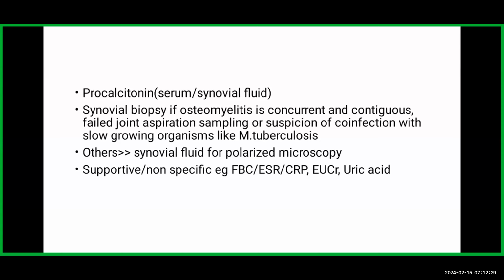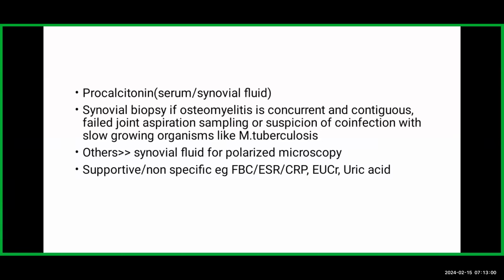Then if osteomyelitis is concurrent or contiguous in the patients presenting with features of septic arthritis in that joint, then synovial biopsy can be done to improve the yield, or also if there is suspicion of co-infection with slow-growing organisms like Mycobacterium tuberculosis. So the biopsy comes in these situations to improve the yield. And also if there is failed joint aspiration or sampling, then a synovial biopsy could also be used.